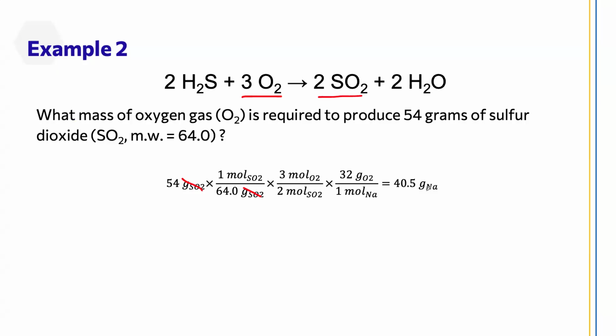Note that because I want to end in grams of O2, I should say O2. I want to end in grams of O2. I should have moles of O2 up top and moles of SO2 down at the bottom so that they can cancel out. This 3 and 2 are from the balanced equation, and 64 and 32 are the molar masses of the corresponding chemicals.